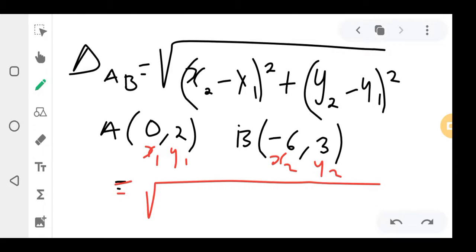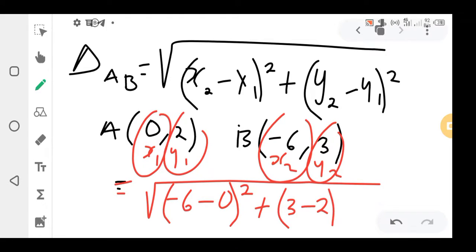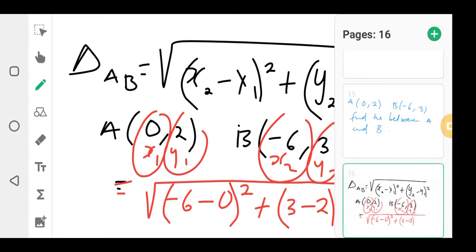I said x2. What is x2? The formula starts with x2, so x2 is this one, -6. So you put -6 minus in the formula. What is my x1? X1 is this one, is 0. So I have to put 0 there, and then in brackets squared plus, what is my y2? My y2 is 3, so I put 3 minus my y1 is 2, so minus 2, then in brackets like that. So what do you have? Then you proceed, we are proceeding.